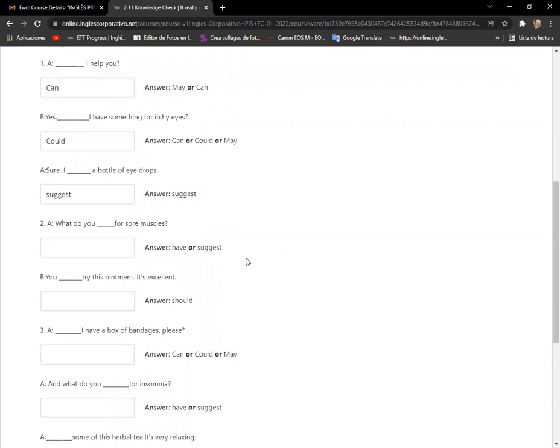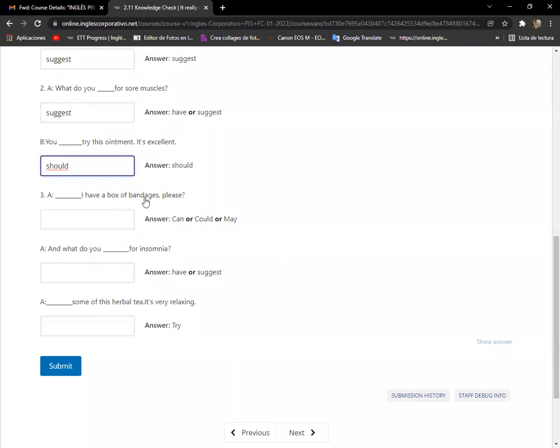I suggest. What do you have or what do you suggest for muscles? You should try this ointment. I have a box of bandages, please. What is this? Can. And what do you suggest for insomnia? Have or suggest, both are good.